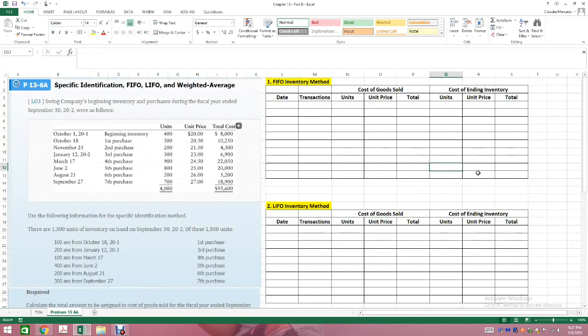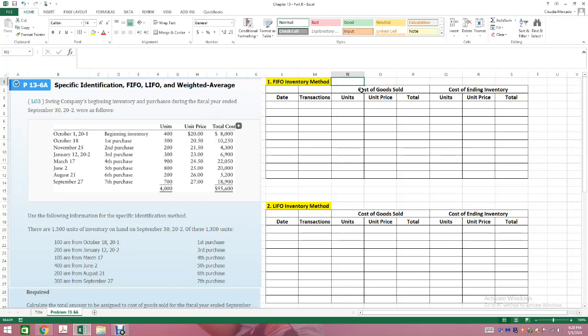I like to solve problems in an organized manner, so I created this table. Here, I'm going to figure out my FIFO. FIFO is first in, first out. So what does that mean? It means that the first items in are the first items you sell. Whenever you make a sale, you're always going to sell the first ones in. So you're going to sell your old and keep your new.